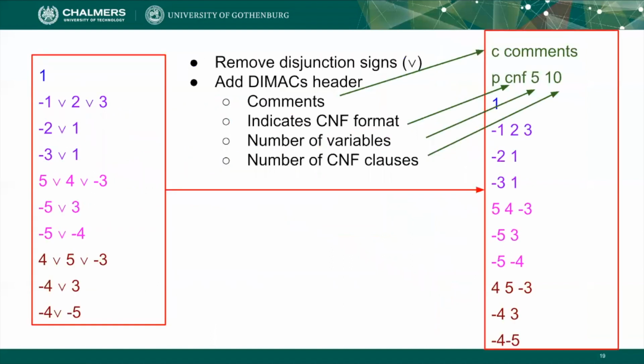Now we remove the disjunctions, the or signs, within our file. So this -1 or 2 or 3 just becomes -1 space 2 space 3. And also we add a certain header. This header has C for any line with comments. This particular line indicates that it's a CNF format with 5 variables and 10 clauses, right? And this just gives the solver a bit of information to work with.